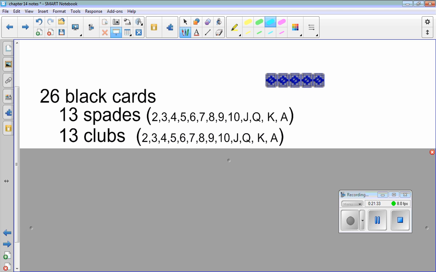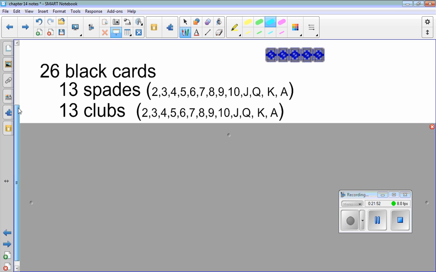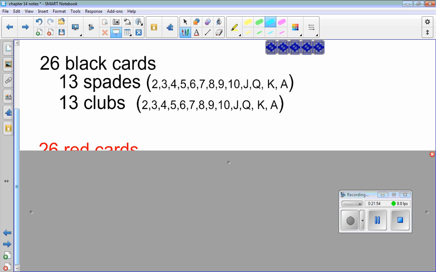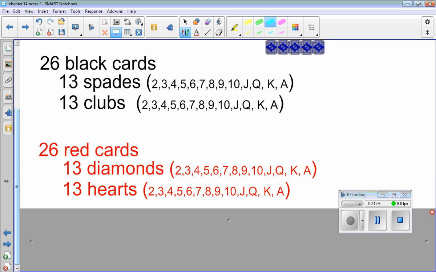Within the black cards, we have 13 spades and 13 clubs. We're not talking about jokers; we're talking about 52-card decks, and 54-card decks would be those. So within black cards, we have 13 spades and 13 clubs, and then we also have 26 red cards, 13 diamonds, and 13 hearts.